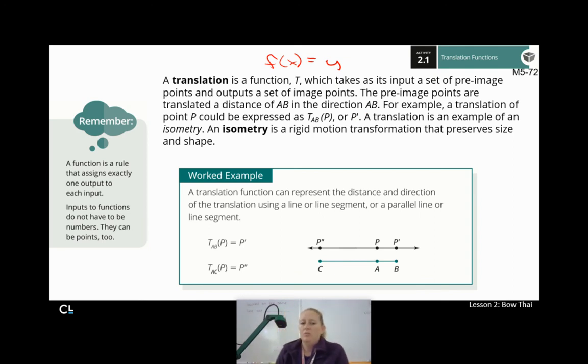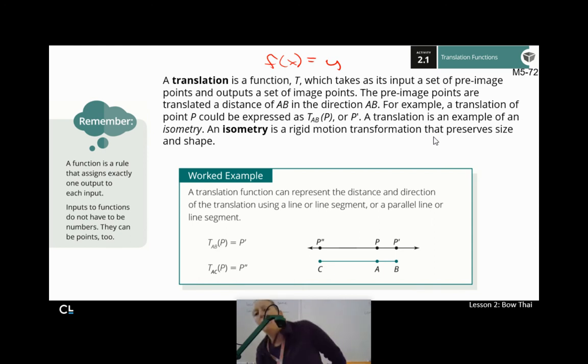Now, we'll play with this notation in just a second, but I want to make sure we get this other definition in. A translation is an example of an isometry. An isometry is a rigid motion transformation that preserves size and shape. This is important. An isometry is any transformation that preserves size and shape, usually a rigid motion transformation, okay? Don't let the shape change, don't let the size change, and it's an isometry.